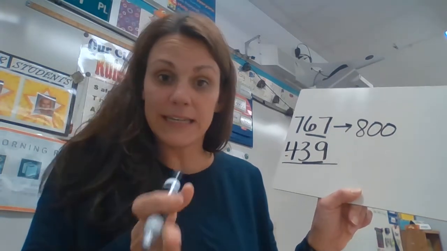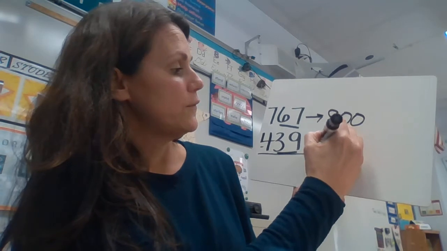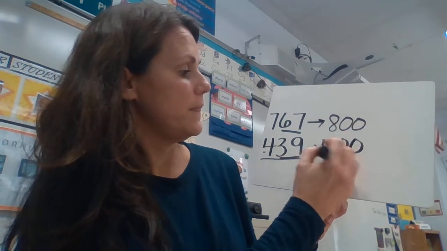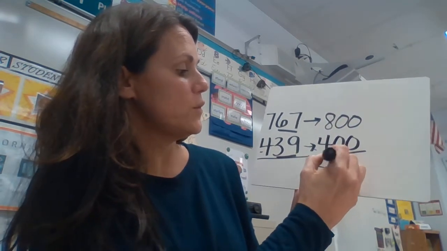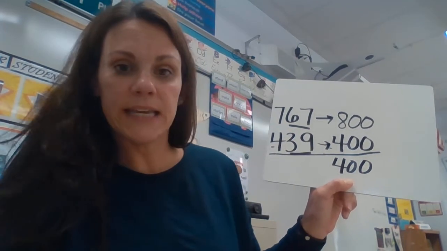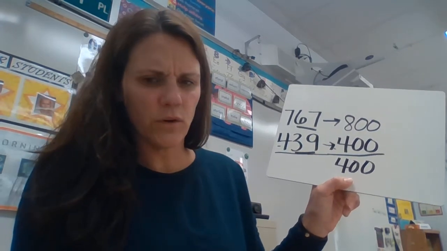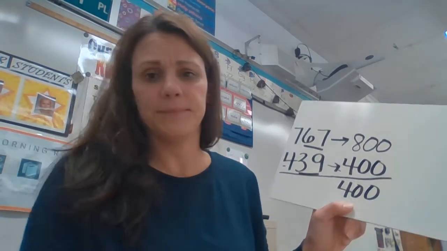And 439, well, 39 is less than 50, our halfway point. So we round back down to the 400. 800 minus 400 is 400. So if we were to make a silly mistake in subtracting, then we would know, if it's not near 400, then maybe we made a mistake.